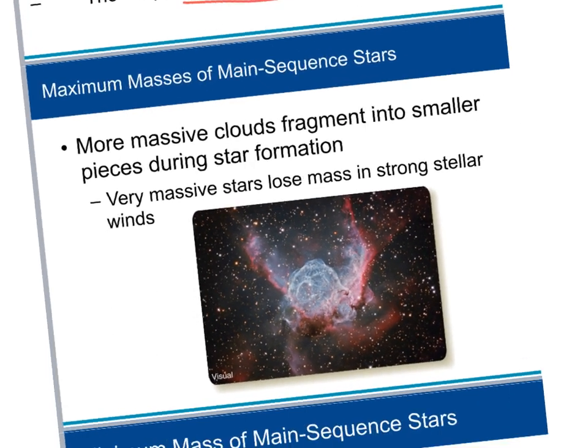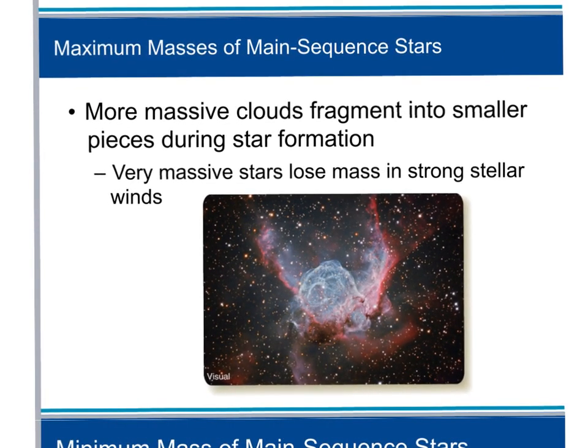So maximum masses of main sequence stars. Here's one example of a supernova. So the more massive cloud fragments break into smaller pieces during star formation, and very massive stars lose a lot of mass in strong stellar winds. And this is actually a stellar wind right here. This is the star right there in the center of this picture, and the fast blowing wind from this star created this little bubble effect.